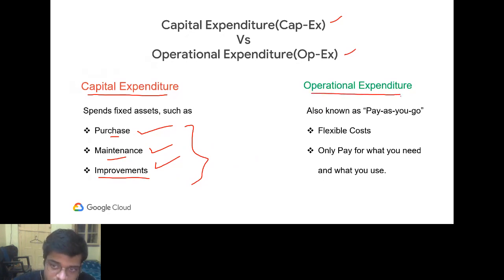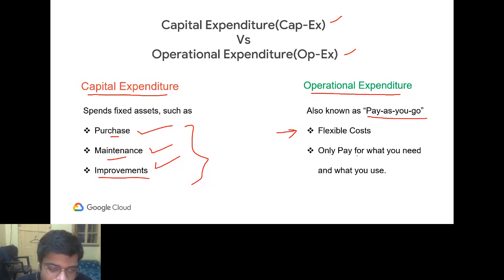Now, in terms of operational expenditure, it is also known as pay as you go. Pay as you go is a very common term when you see Google or Microsoft or Amazon talking about cloud models. It's known as a pay as you go model. So you have flexible costs and you only pay for what you need, right? I need this phone for 5 minutes, I will pay for 5 minutes. That's it. In the same way, how about you tell me in terms of cloud?